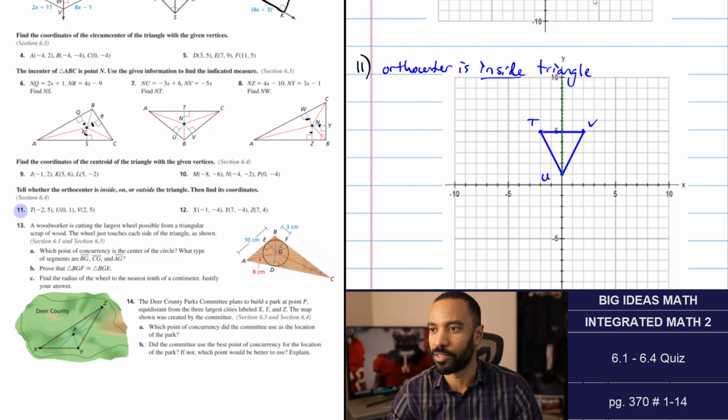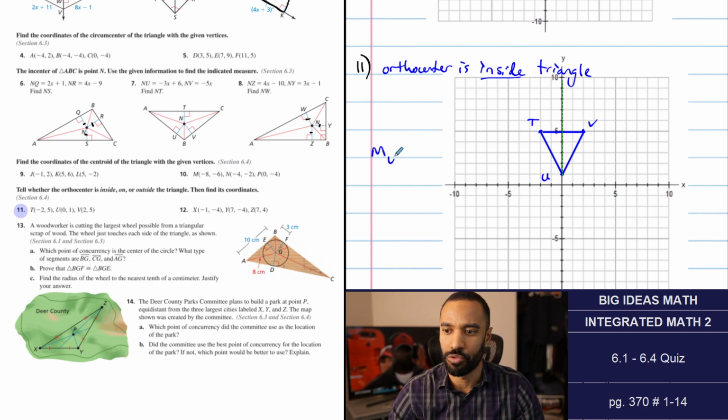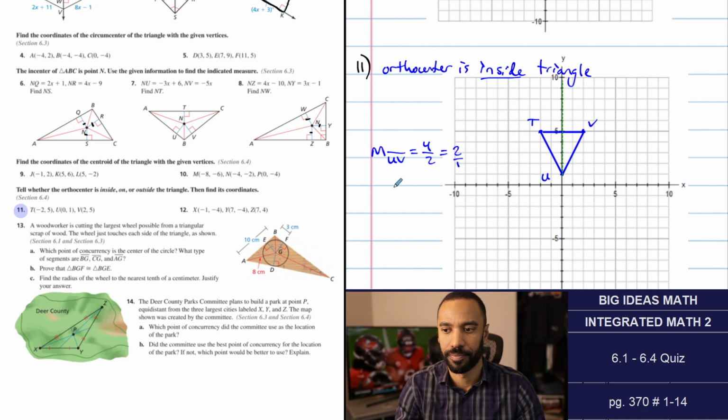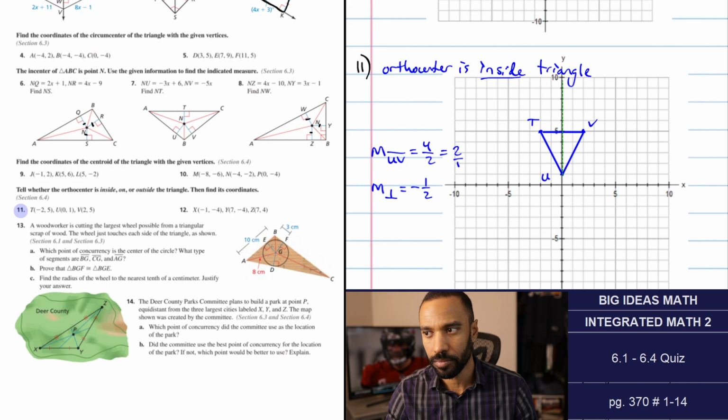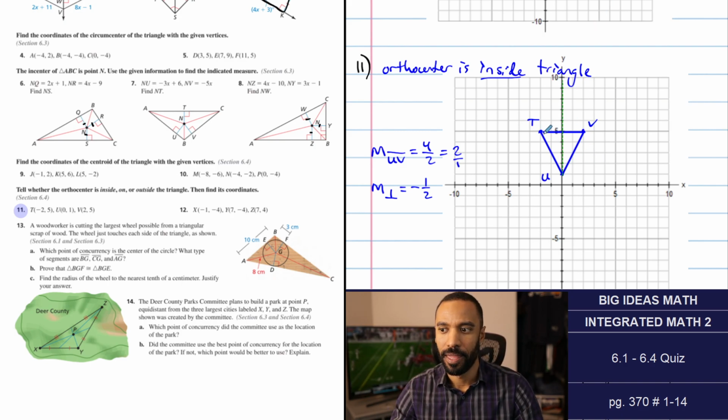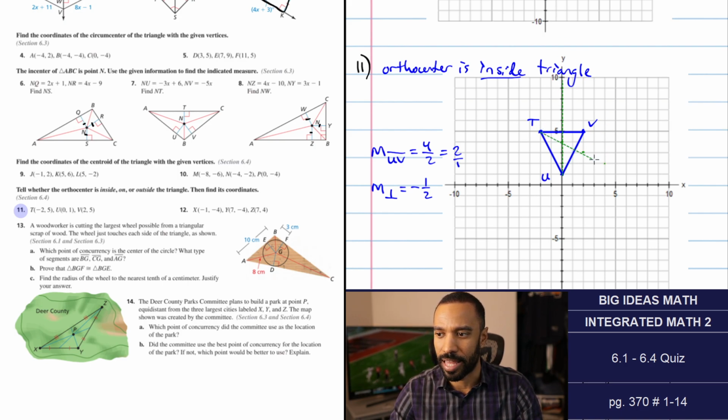Look at the slope of segment UV. The slope of segment UV: we go up 1, 2, 3, 4, and over 1, 2. So 4/2, or 2/1. The perpendicular slope is the opposite reciprocal, which is -1/2. What you want to do is draw an altitude through there, and from T, go down 1, right 2. It looks like it's going to hit that point right there. Down 1, right 2, down 1, right 2, etc. And that should be enough for you to be able to draw that altitude.